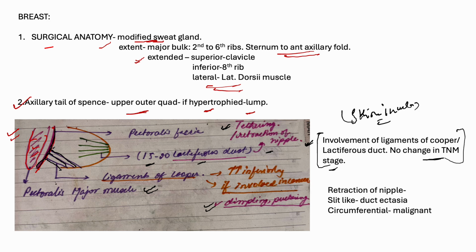Okay, later we're gonna discuss some things like Peau d'Orange. Those show that skin is involved. That will increase the TNM staging. And retraction of nipple has a DD, differential diagnosis. If it is just slit like, it can be underlying duct ectasia. If it is circumferential, it can be malignancy.